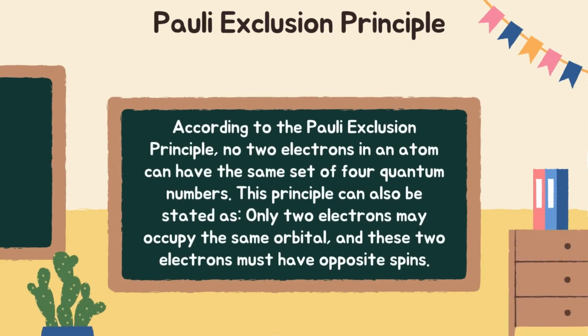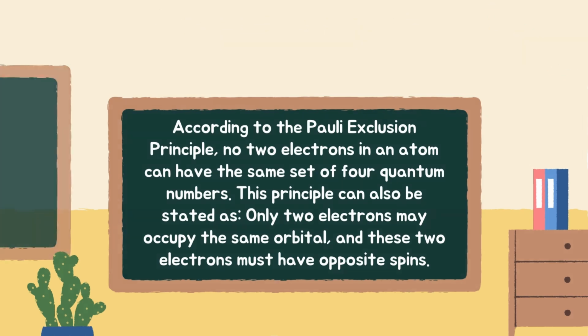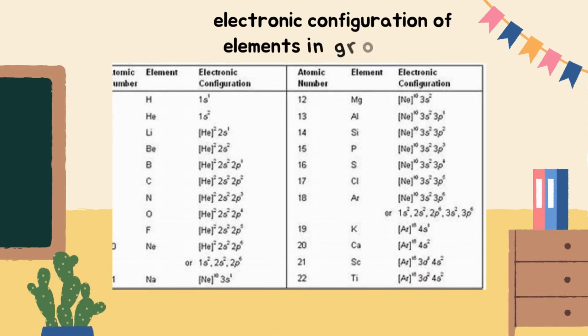Pauli exclusion principle. According to the Pauli exclusion principle, no two electrons in an atom can have the same set of 4 quantum numbers. This principle can also be stated as only 2 electrons may occupy the same orbital, and these 2 electrons must have opposite spins. Electronic configuration of elements in ground state, see the image.